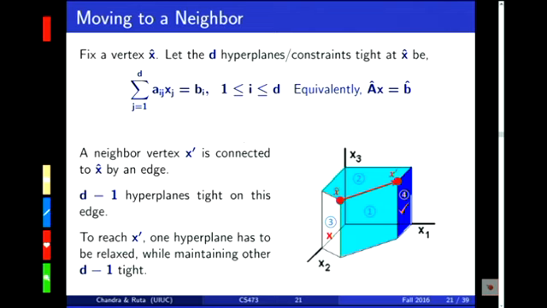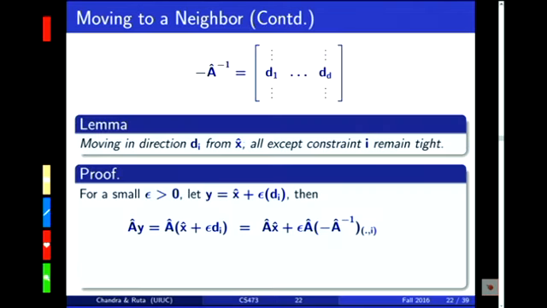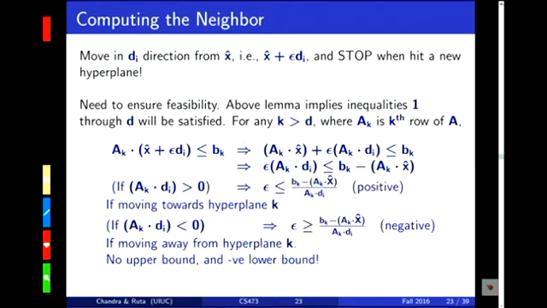And that's what we prove in this lemma: if you take the inverse of A hat, multiply by -1, and call its columns D1 through DD, now if you take the ith column and start moving in that direction, then you move away from the ith hyperplane, and you keep all but the ith hyperplane tight out of the first D. Okay, so you know what is happening with the first D hyperplanes. So that's why you just need to check D plus 1 through n.